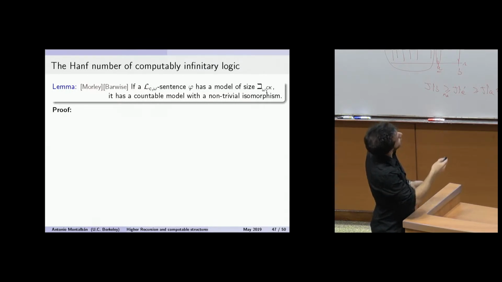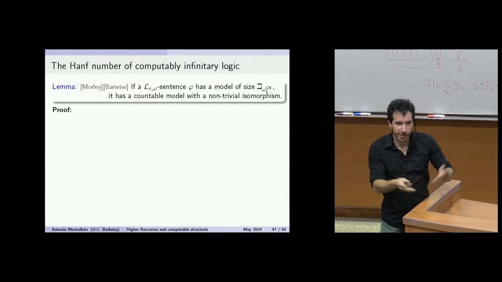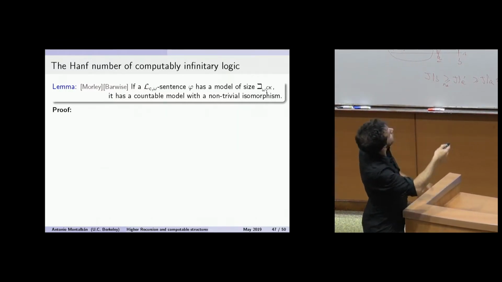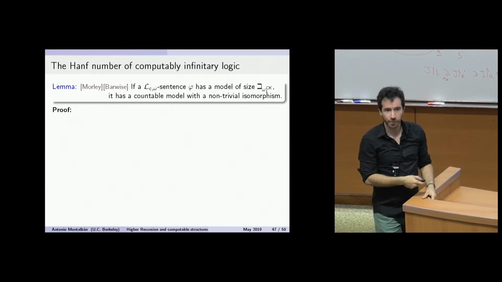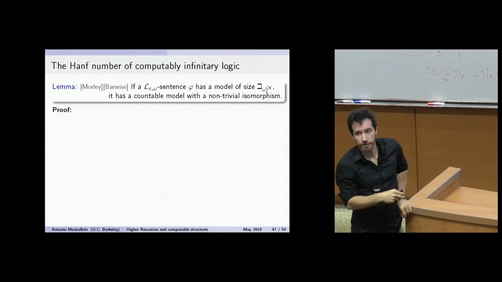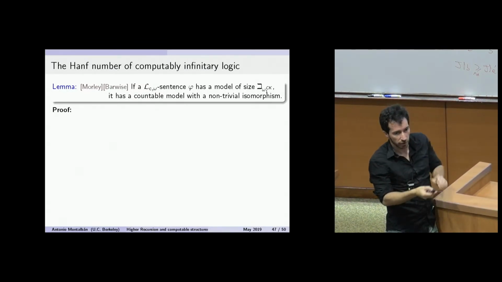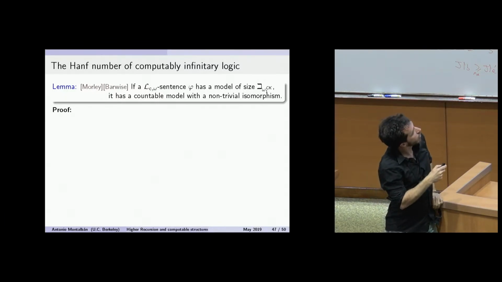And the theorem, so at the end, after playing with the proofs, the theorem we needed, with the jump hierarchy being a new thing, is actually from Morley and Barwise in the 60s, I think, when they were studying the Hanf number of this logic. It says that if you have a computable infinitary sentence, and it has a model of size Beth omega 1ck, so that means omega 1ck iterations of the power set, then it has a countable model that has a non-trivial isomorphism.